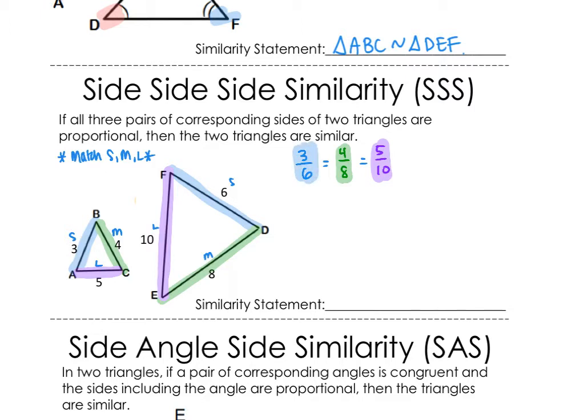So when we put these all in our calculator, these all simplify to 0.5. And since those are all exactly equal, we would say that they're similar by side-side-side.